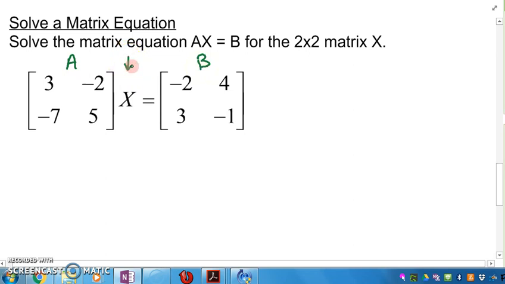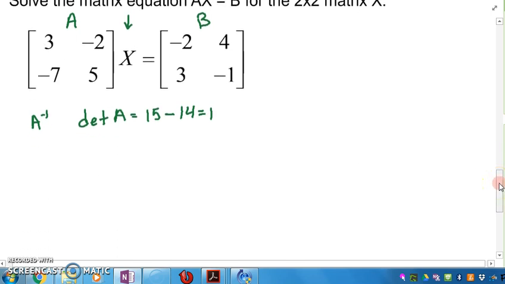So the first thing that we're going to do is try to find A inverse. Well, to find A inverse, first we have to find the determinant. So the determinant of A becomes 15, 5 times 3, or 3 times 5, minus negative 7 times negative 2, so minus 14. So there, the problem was nice and easy. The determinant was 1. So we're trying to avoid fractions in this problem.